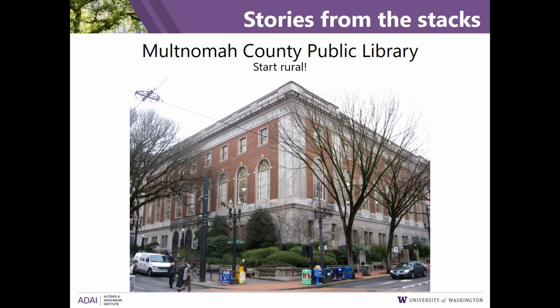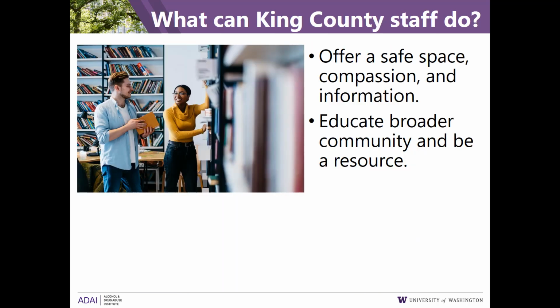And then, of course, King County Library System has hosted several events for International Overdose Awareness Day, which is great. The events included prevention training, information about safe disposal of medications, and even some free naloxone. So what can library staff do to help people who have opioid use disorder? Much of what you already do, like offer a safe space and compassion.